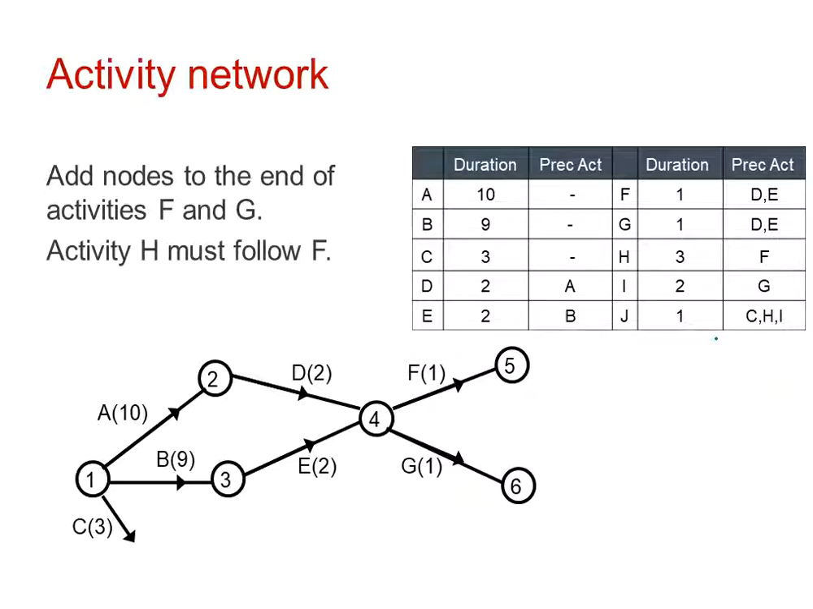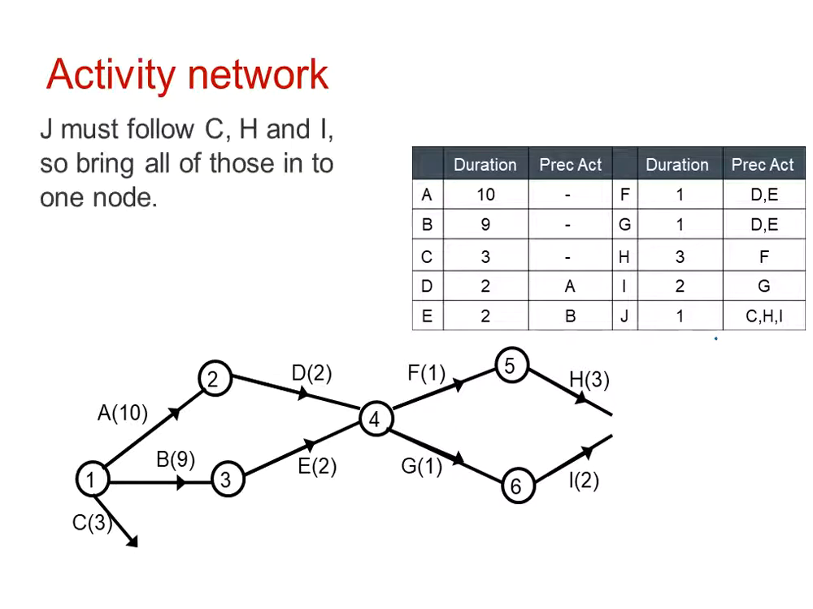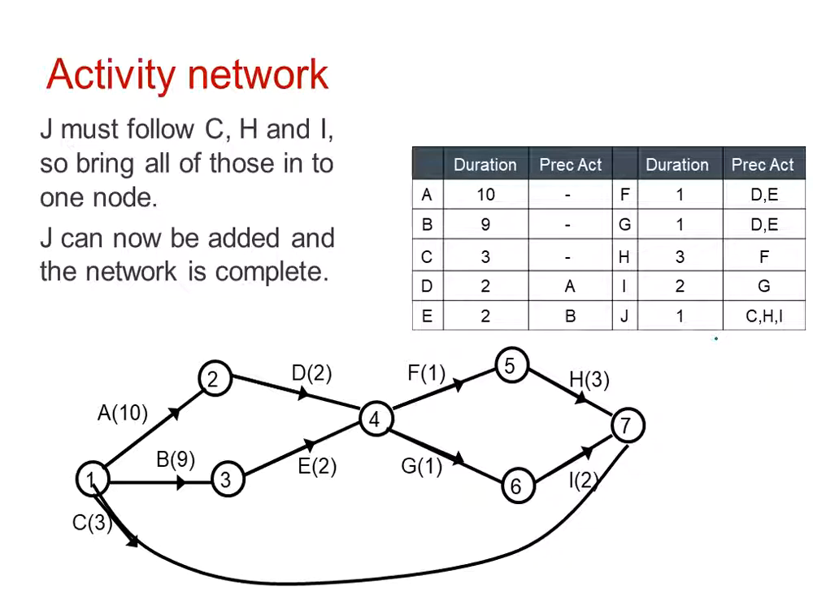Activity H must follow F, so that can be added to the diagram. Activity I follows G, so that can be added to the diagram. Now J has to follow C, H and I. So we need to link H and I together at node 7, but we also need to bring in C. So C, H and I all finish at event 7, and J can now be added and the network is complete. So J follows C, H and I, and the 8th node is the event when the project has finished.